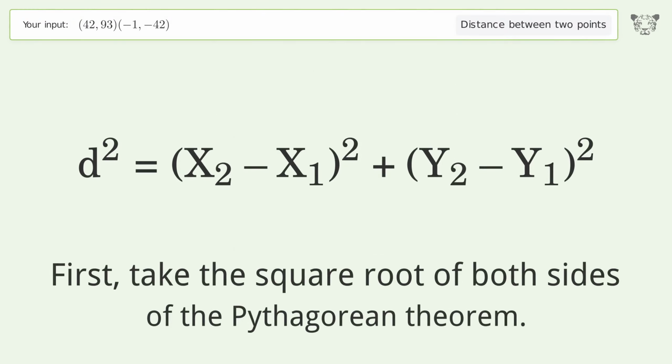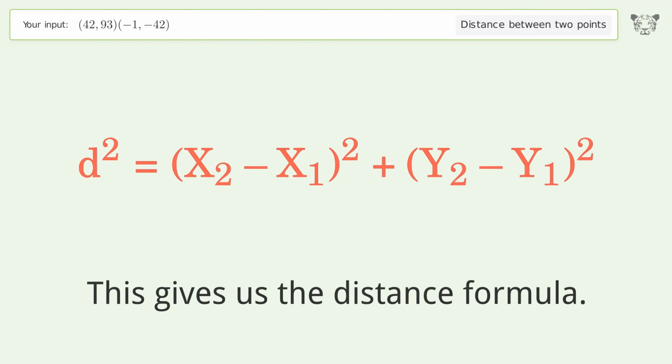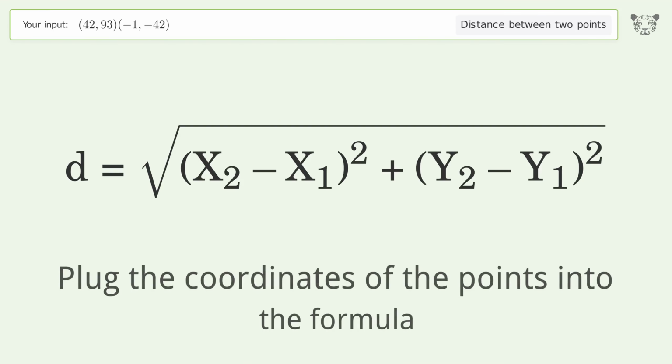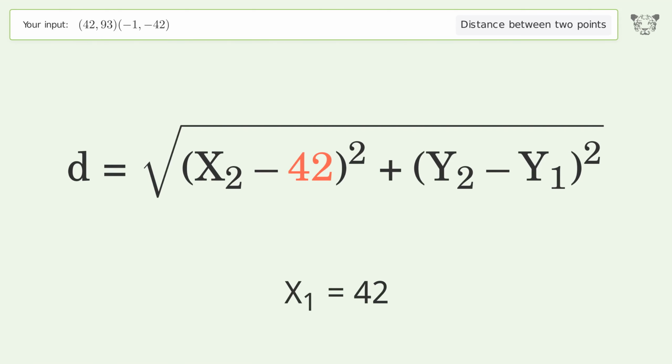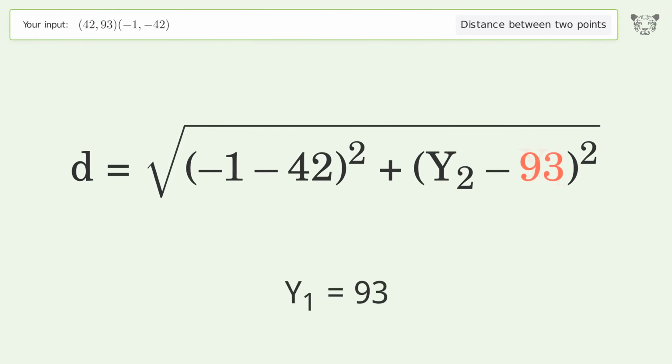First, take the square root of both sides of the Pythagorean theorem. This gives us the distance formula. Plug the coordinates of the points into the formula. x1 equals 42. x2 equals -1. y1 equals 93. y2 equals -42.